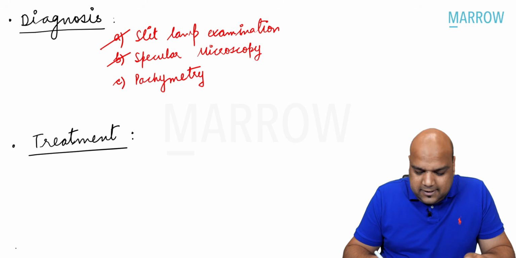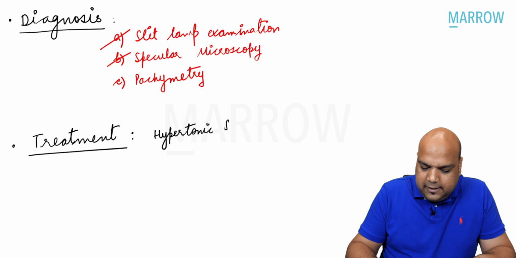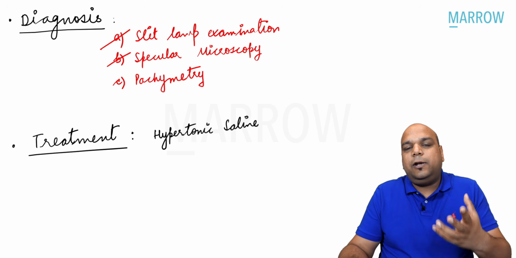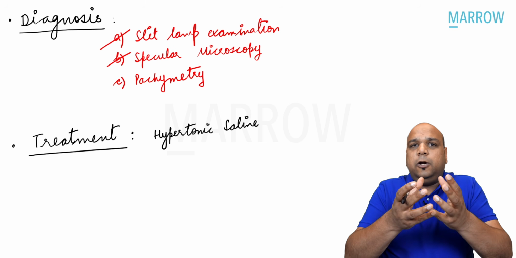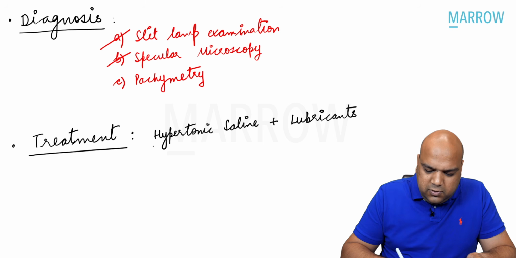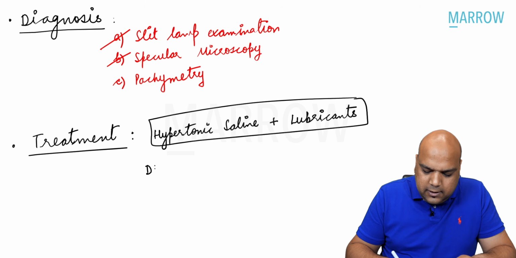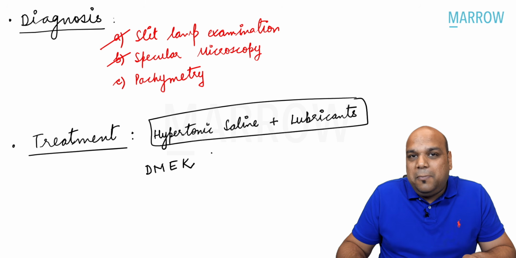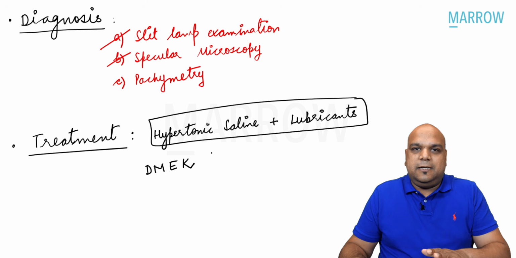How to treat it? So what is the treatment? In symptomatic cases, early on, we can give hypertonic saline. Symptomatic cases means when corneal edema has started to occur, diminution of vision is occurring. So because there is corneal edema, we give hypertonic saline 5% to dehydrate the cornea. Along with that, we give lubricants to keep the corneal surface moist. But both these are actually not going to treat. So the actual treatment, if we say, is only one, that is DMEK, keratoplasty. Descemet's membrane endothelial keratoplasty. That is why we said this is the most common indication for keratoplasty. Are we clear about this?